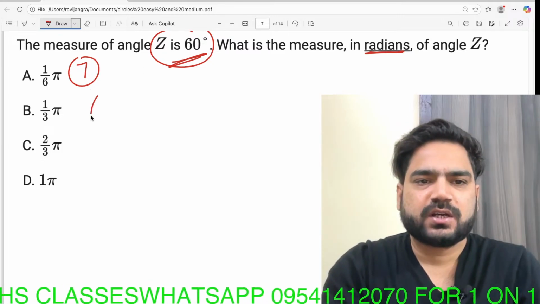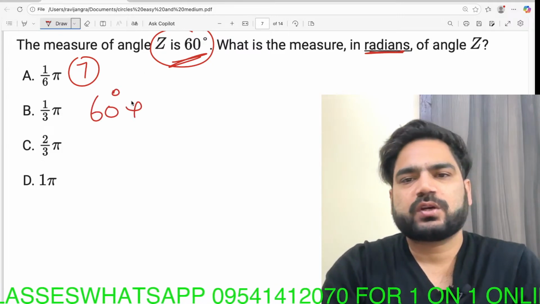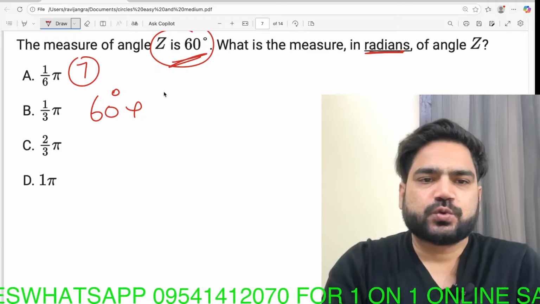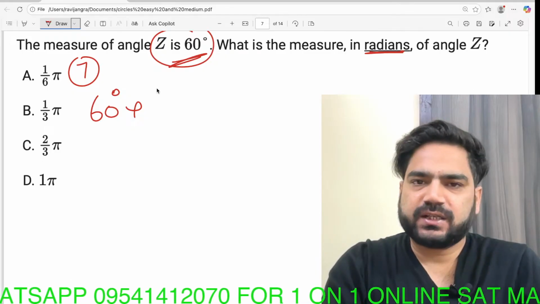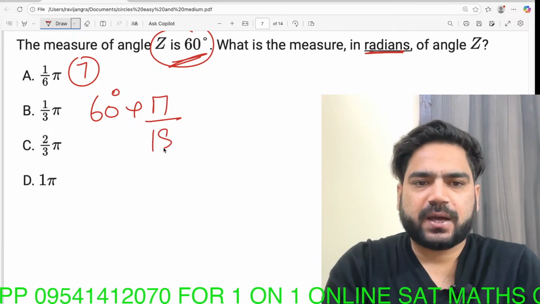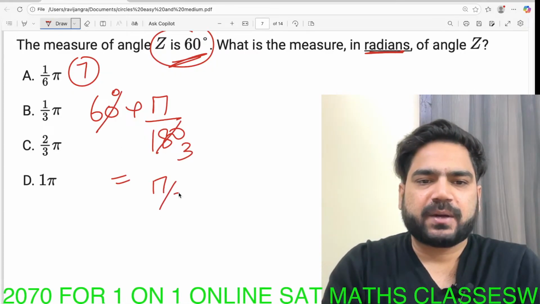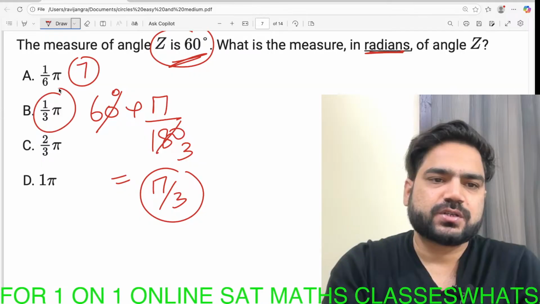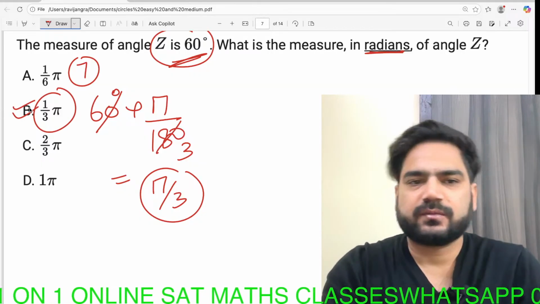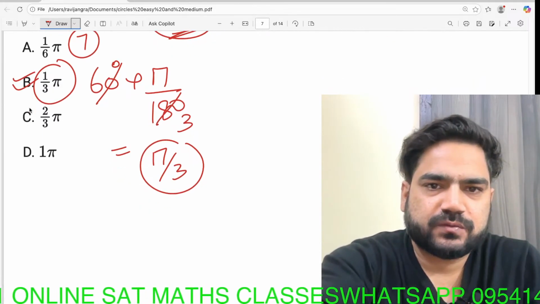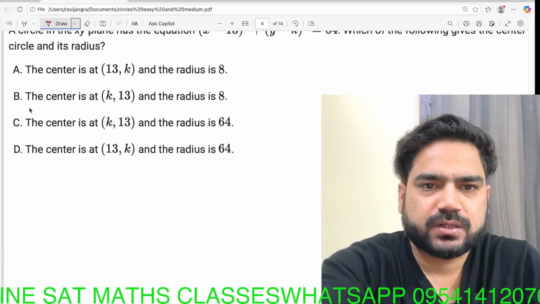So how to convert 60 degrees into radians? We multiply the degree part by 180 upon pi, and 60 will cancel into 180 three times, so it will be pi by 3. Again, a very super easy question. So pi by 3. Okay, moving on. Next question is the eighth question.